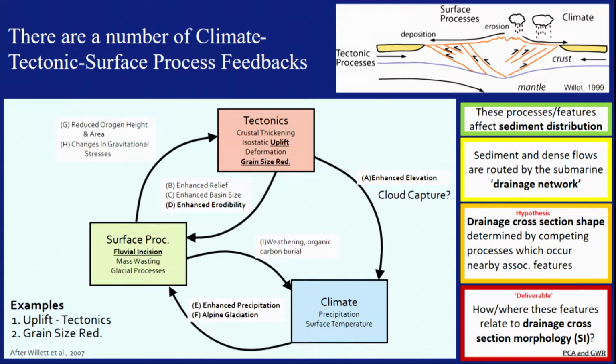these processes and features affect the sediment distribution. And the sediment and dense flows are routed by the drainage network. Our hypothesis is that the drainage cross-section shape is determined by competing processes which occur nearby the associated features for tectonics and surface processes such as ice sheet extents or faults. What we can deliver with respect to this by using principal component analysis and geographic weighted regression is how and where these features relate to drainage cross-section shape.